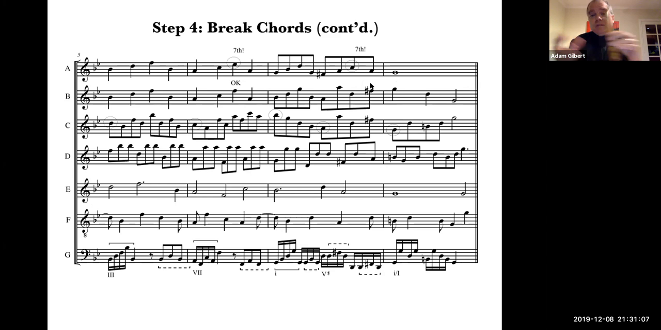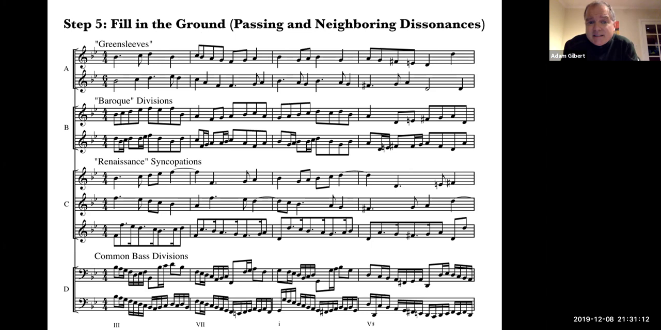So filling in the ground means I can have passing dissonances and neighboring dissonances. And all of those throughout the 17th century, all the way through the period in which Bach was trained, people said, well, you know, anything can be boiled down to its consonant notes. Everything else is an ornament. So even if it's composed, it's actually an ornament.